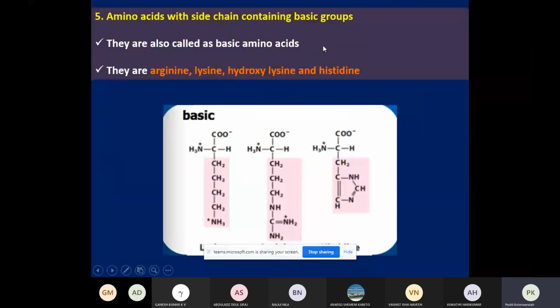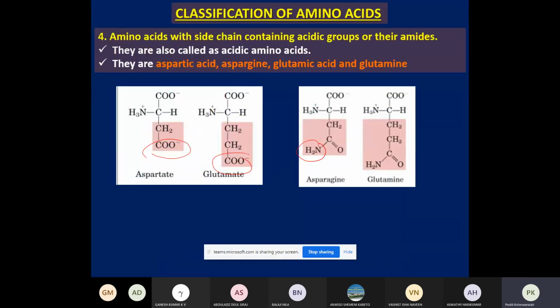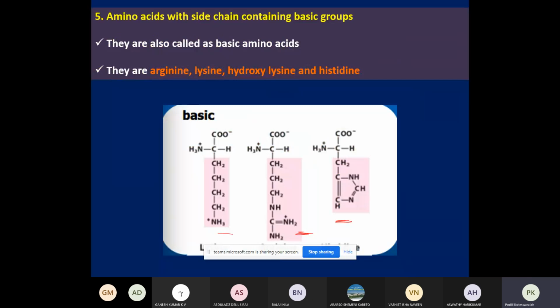So we know we have only three basic amino acids: arginine, lysine, and histidine. You can see here in acidic amino acids, we have one extra carboxyl group in addition to the alpha carboxyl group and the amino group. Whereas in basic amino acids, we have one extra amino group in addition to the alpha carboxyl group and the amino group. So these are the basic amino acids.